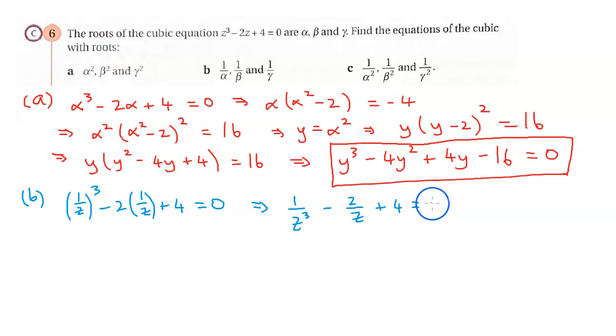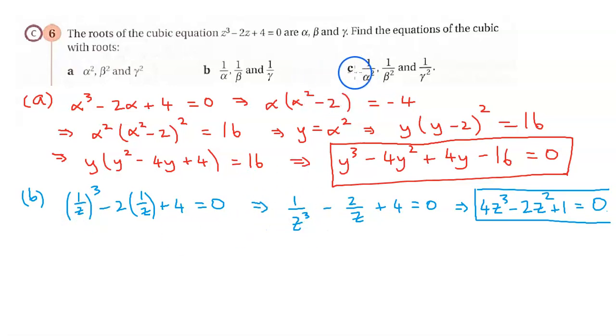plus 4 equals 0, and then we can get a cubic equation with the appropriate roots by simply multiplying both sides of the equation by z cubed. So we get 4z cubed minus 2z squared plus 1 equals 0. And that's our answer for part B.